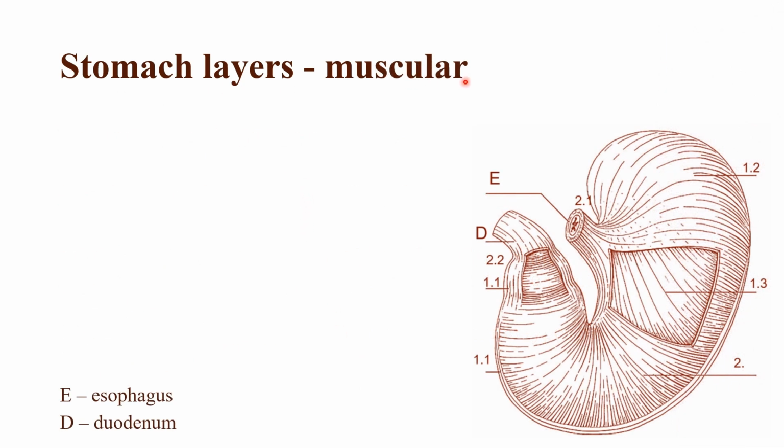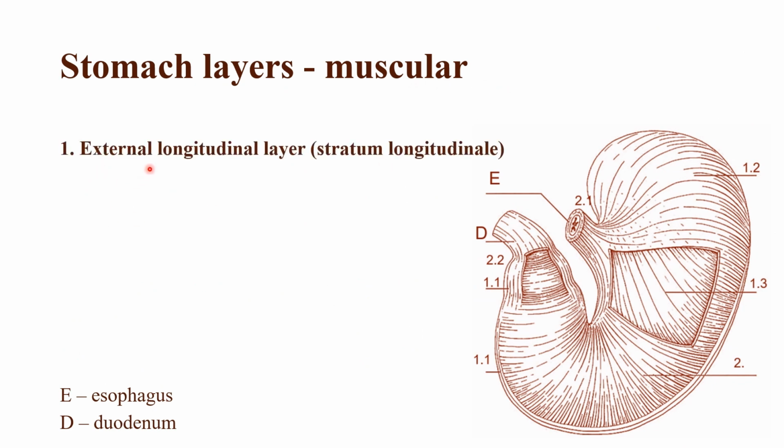Now for the muscular layer, we have the external longitudinal layer, which is basically on the outside. I mean, the answer is in the name. And it has three different fibers. The fibers are more or less the same type of muscle, but they do go in different directions. And that's why the stomach can make so many different movements. So we have longitudinal fibers. You can see they go along the stomach.